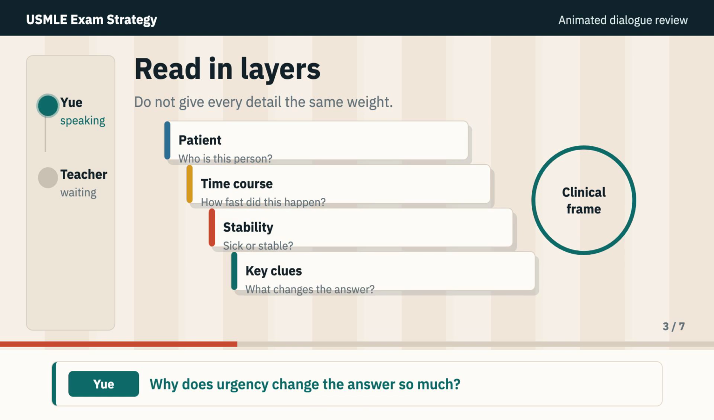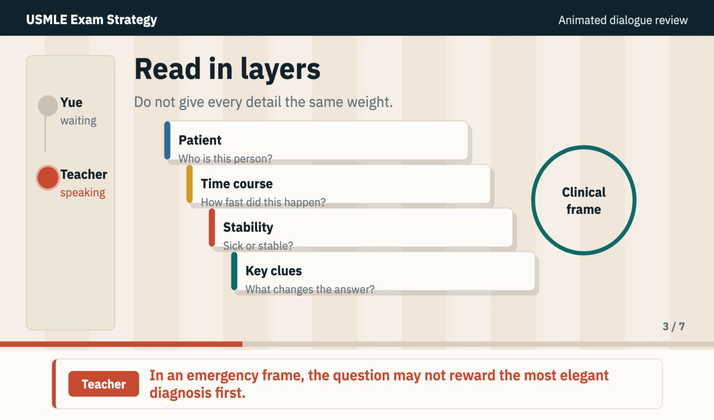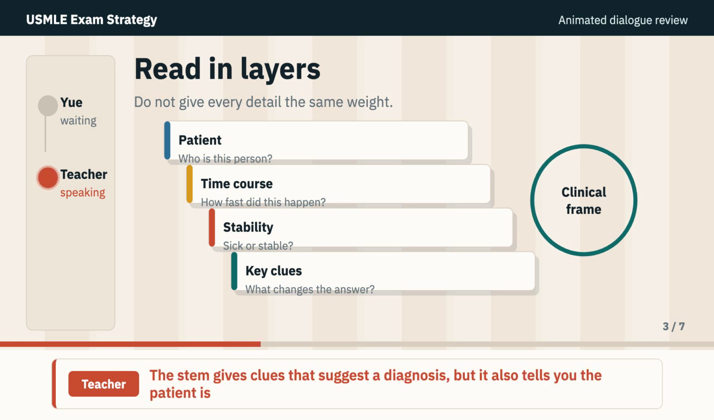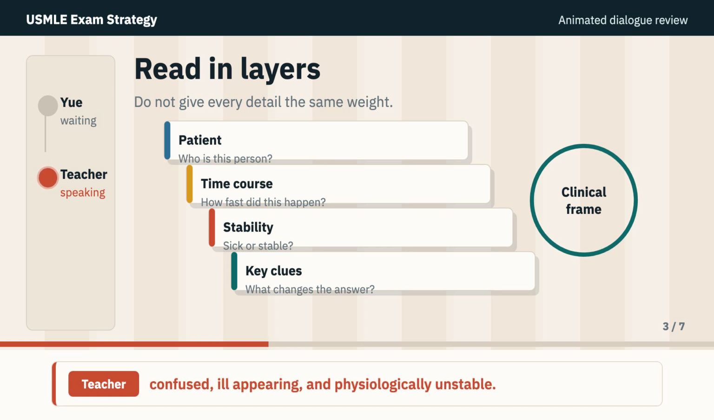Why does urgency change the answer so much? Because some clinical moments punish delay. In an emergency frame, the question may not reward the most elegant diagnosis first. It may reward the action that makes the patient safer before the workup continues. Imagine an original teaching example, not a real exam item. A patient arrives in the emergency department. The STEM gives clues that suggest a diagnosis, but it also tells you the patient is confused, ill-appearing, and physiologically unstable. One answer choice offers a confirmatory test.